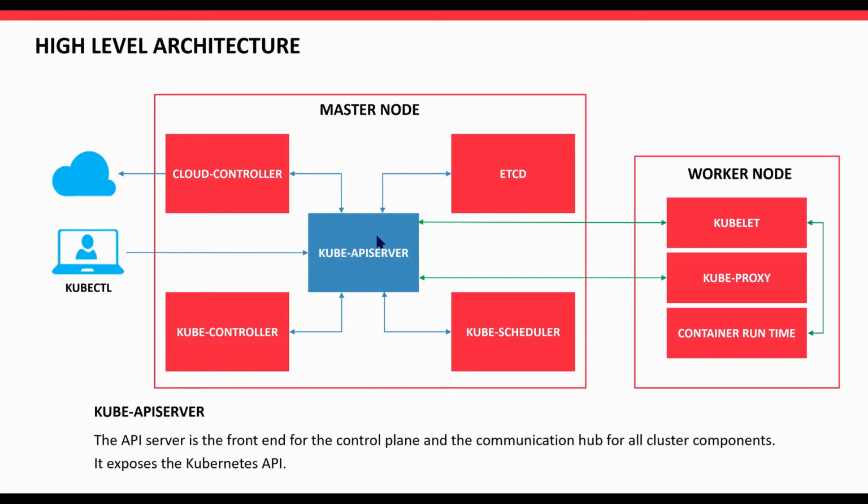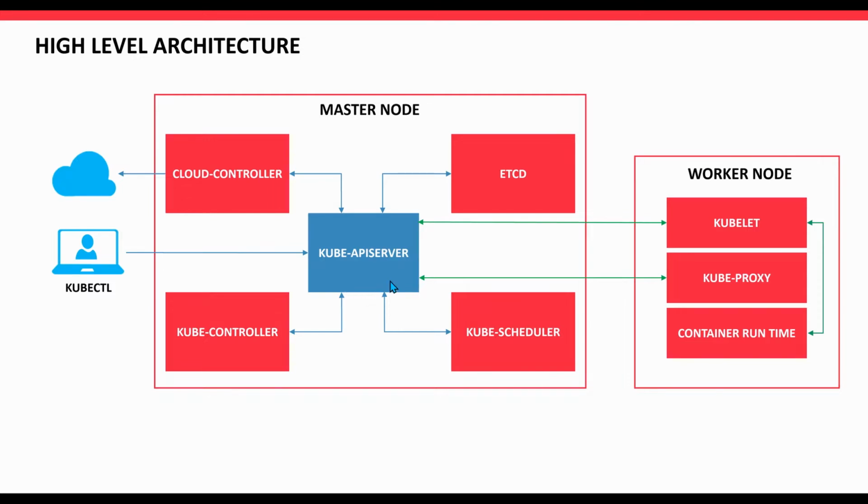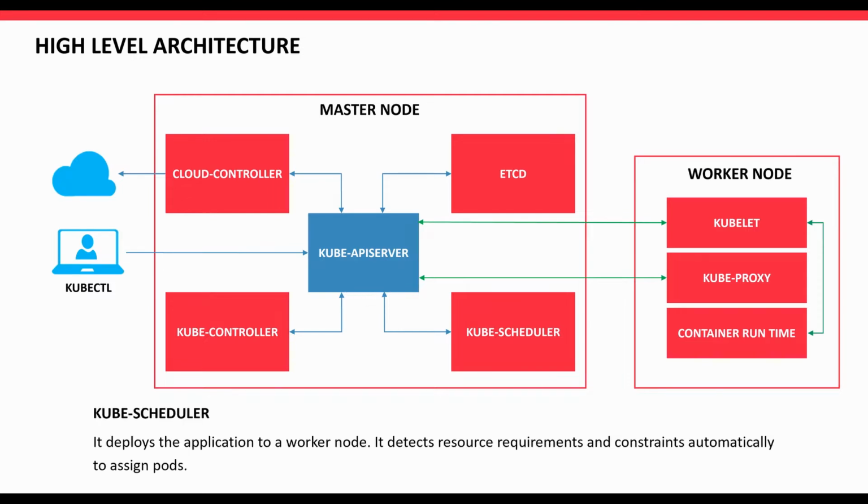Look at the diagram. The heart of Kubernetes is the Kube API server. Every communication to the Kubernetes environment goes through the Kube API server. It exposes the Kubernetes API. Kube scheduler deploys the application to a worker node. Before it deploys, it detects the resource requirements such as CPU, memory, and other constraints to assign those applications to the respective worker node.